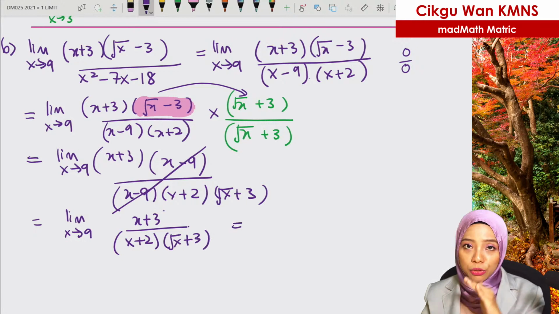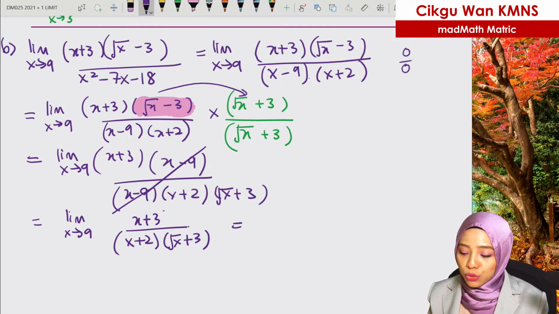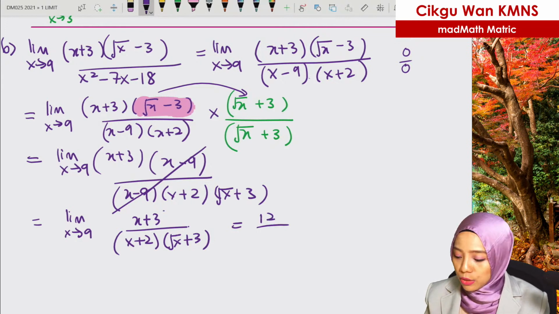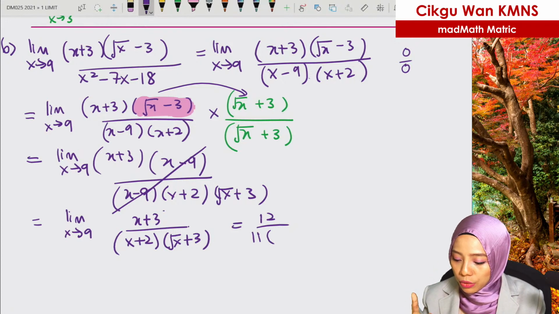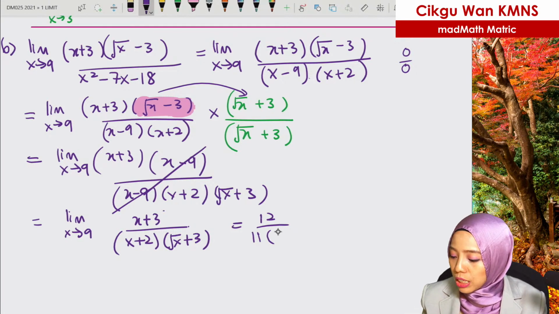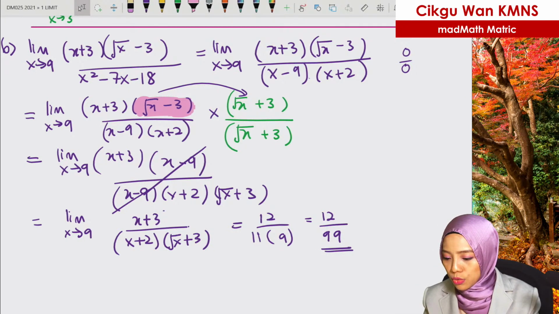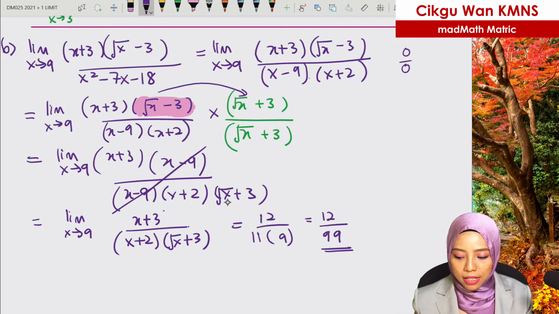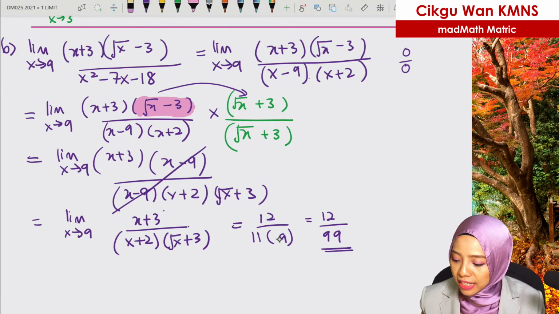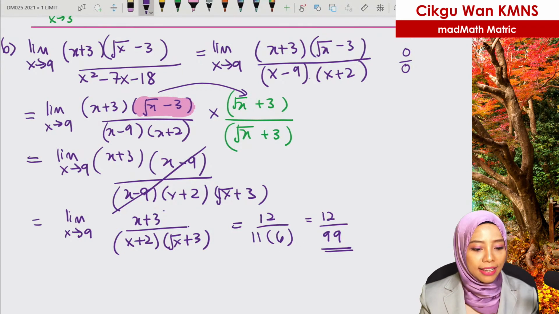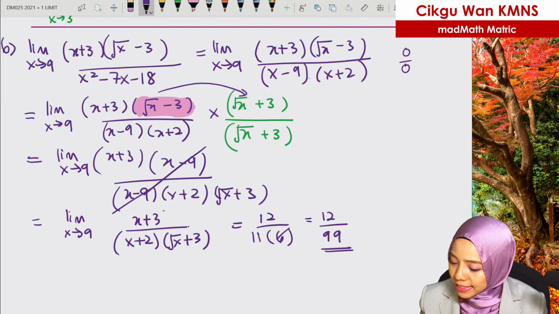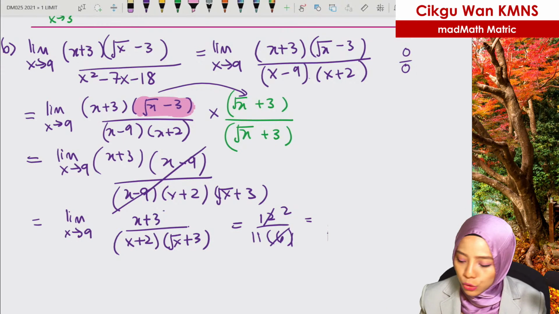Now we are going to direct substitution. 9 plus 3, 12. 9 plus 2, 11. Square root 9, I will give you 3. 3 plus 3, 9. So 12 over 99. Okay, check. No. Ada careless sikit. Square root 9, 3. 3 plus 3, 6. Okay. 12 and 6. Cancel up top and bottom. We give you 2 over 11.